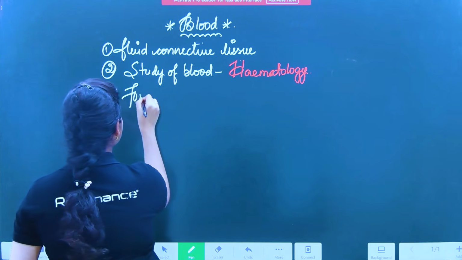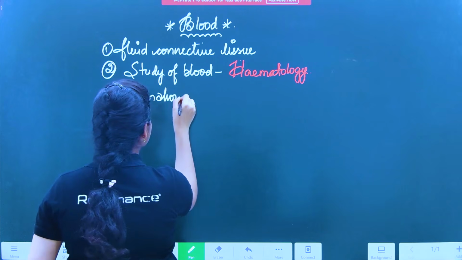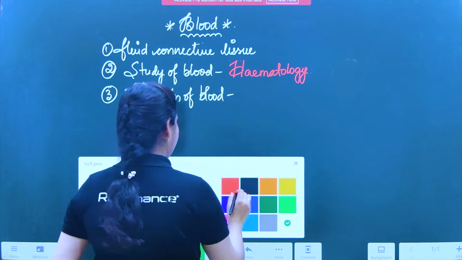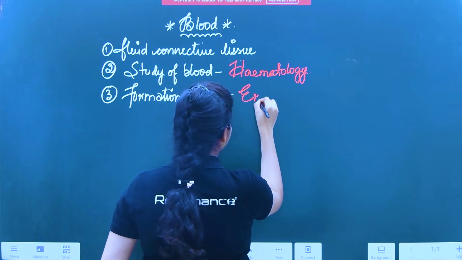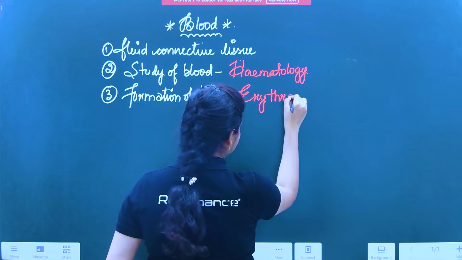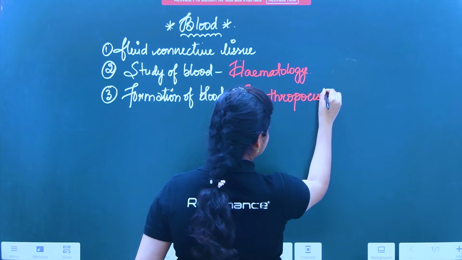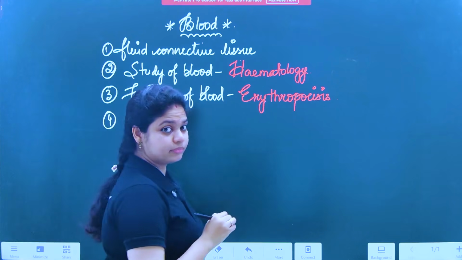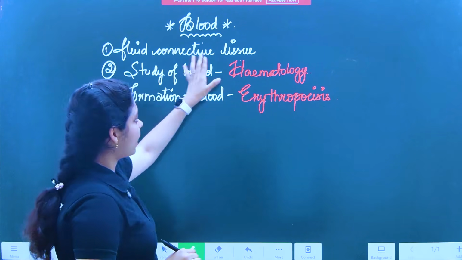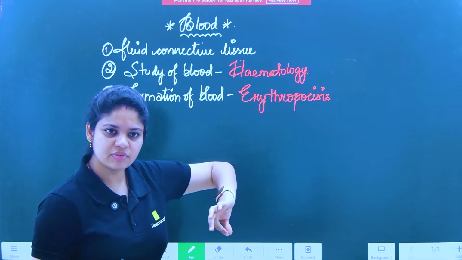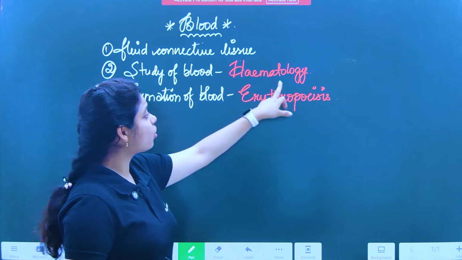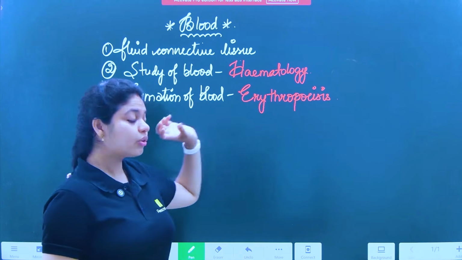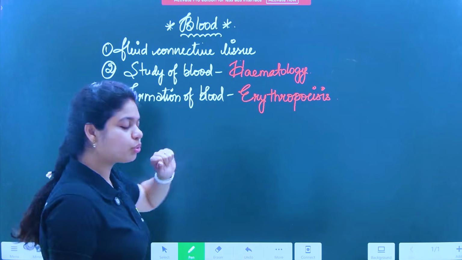the formation of blood is called erythropoiesis. Okay. Next, I'm giving you the introduction of blood. Fluid connective tissue. It is nothing but a fluid connective tissue. The study of blood is called hematology. The formation of blood is called erythropoiesis.